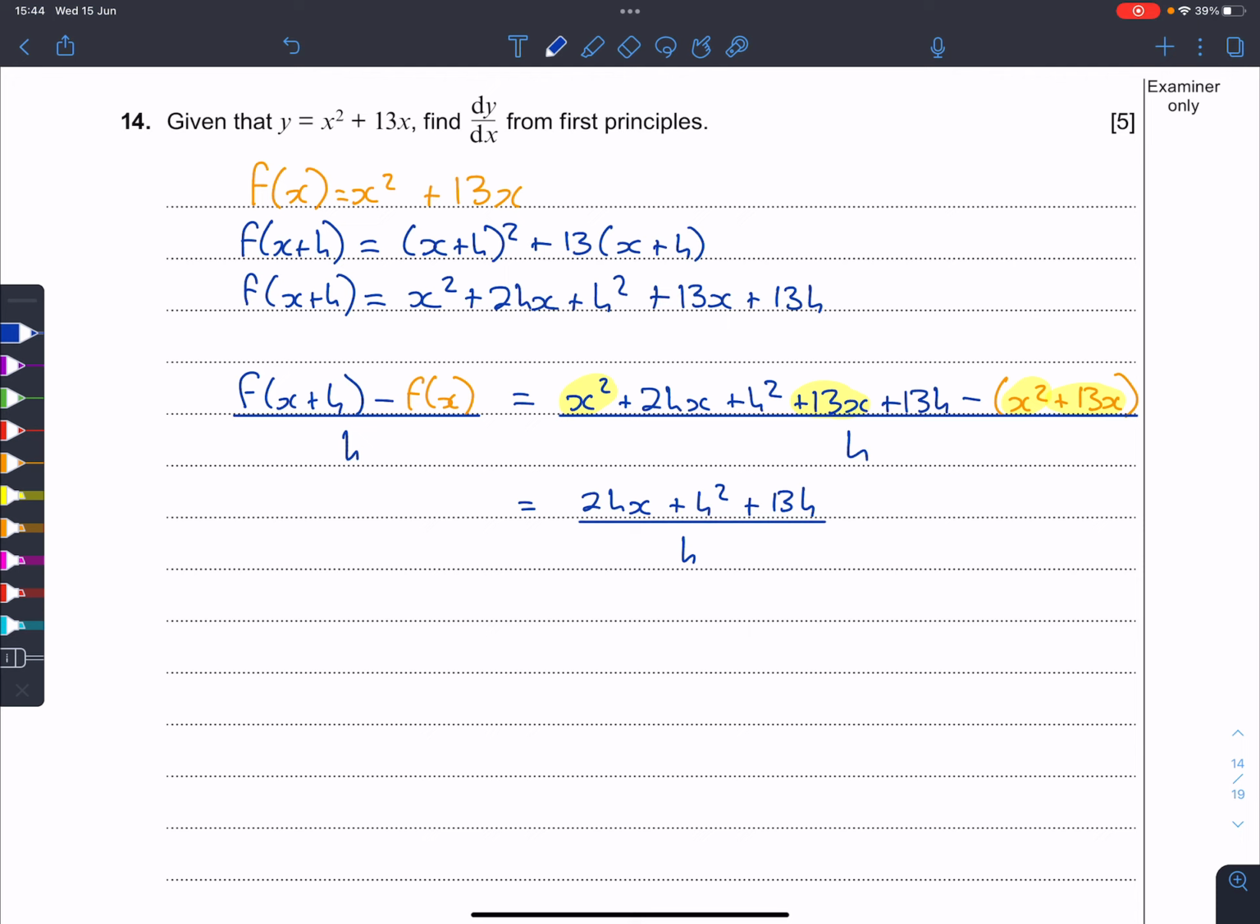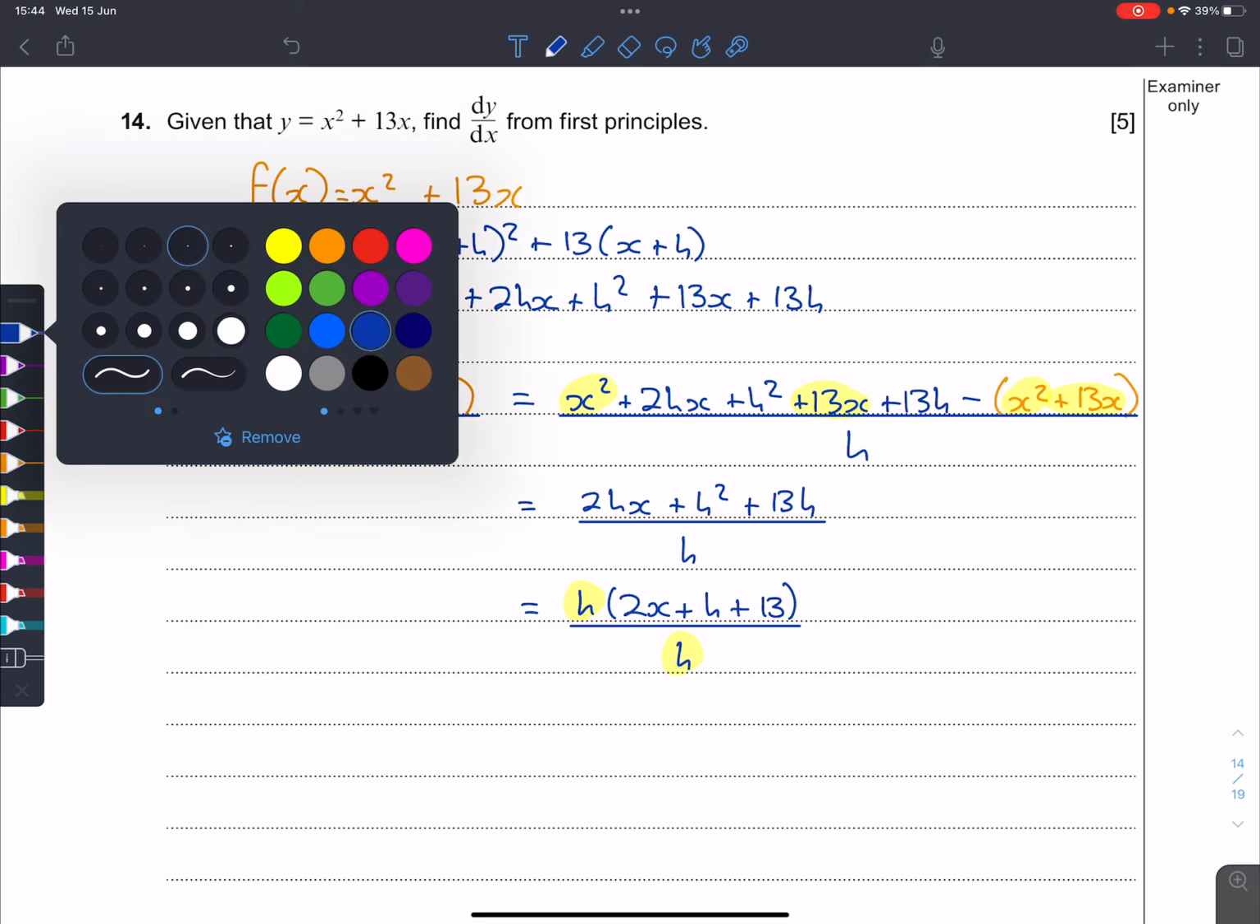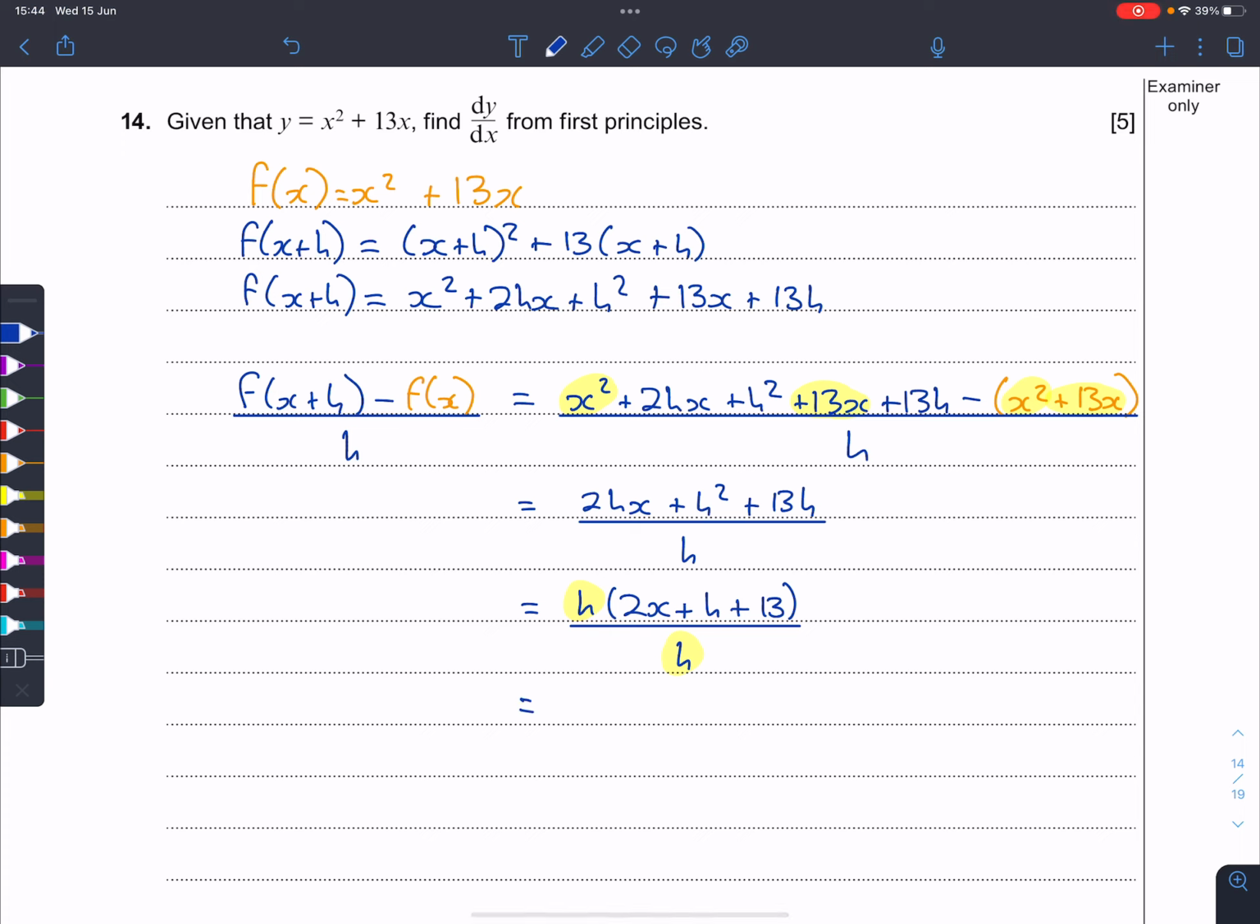h. Now, there are different steps from this point, but what I like to do is to take h out as a factor on the top. So I get h lots of 2x plus h plus 13, and that's all over h. And then we can cancel out these h, because the top is multiplied by h and then divided by h. So they will cancel out and leave me with 2x plus h plus 13.